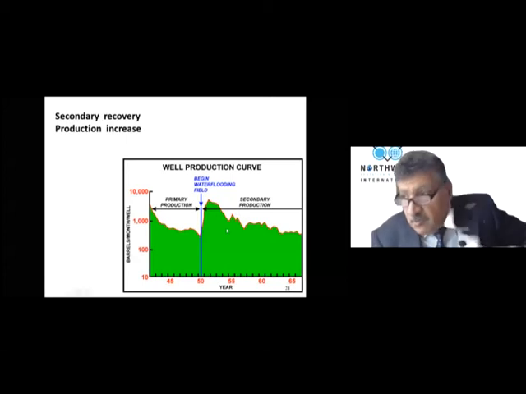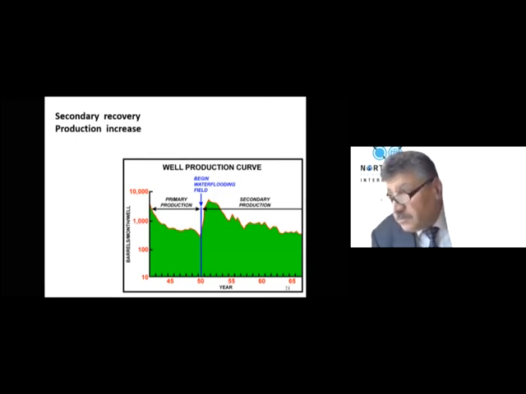My slide title is why and how. So why do we do water injection or EOR? In order to build up the pressure of the reservoir, which has been depleted, and also to sweep more oil from the reservoir.